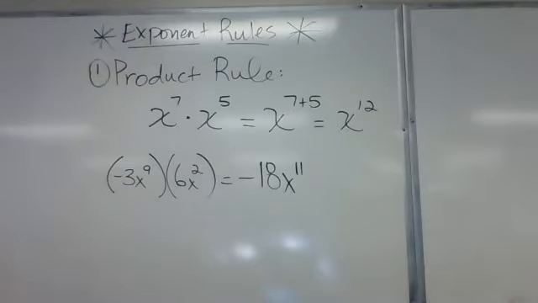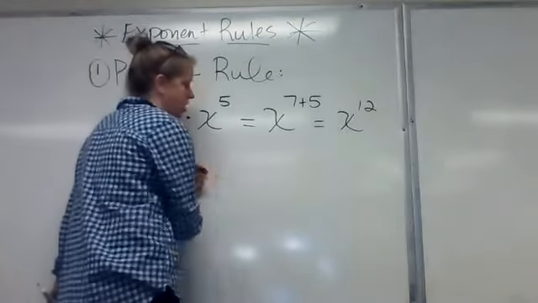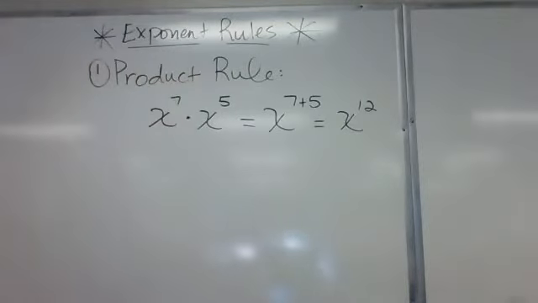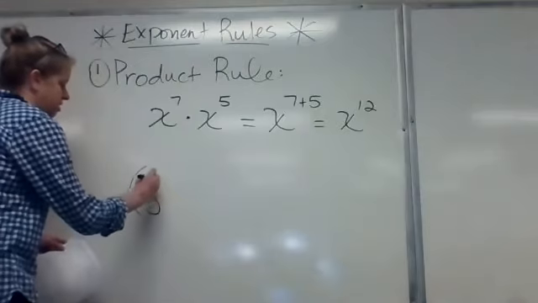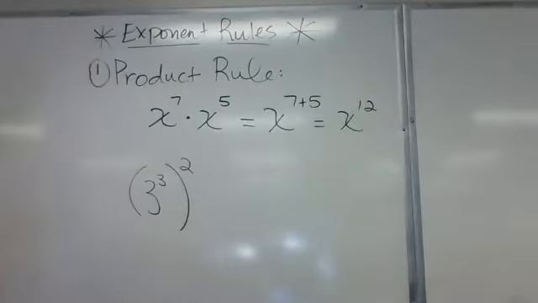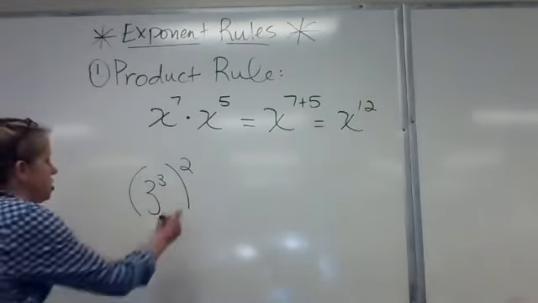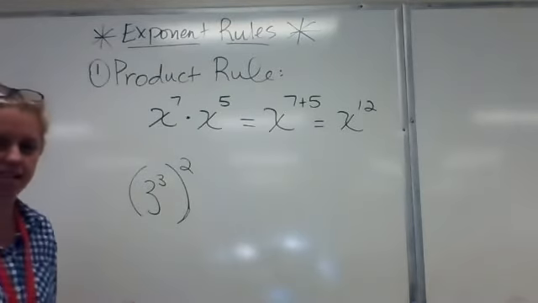Okay, now let's look at number 7, and then we will translate that into our second rule, which is going to be called the power rule. Okay, let's look. It just says simplify the expression. In parentheses, it's got 3 to the 3rd power and to the 2nd power. So before we do anything, I'm going to show you 2 different ways to do this and why the power rule is what it is.